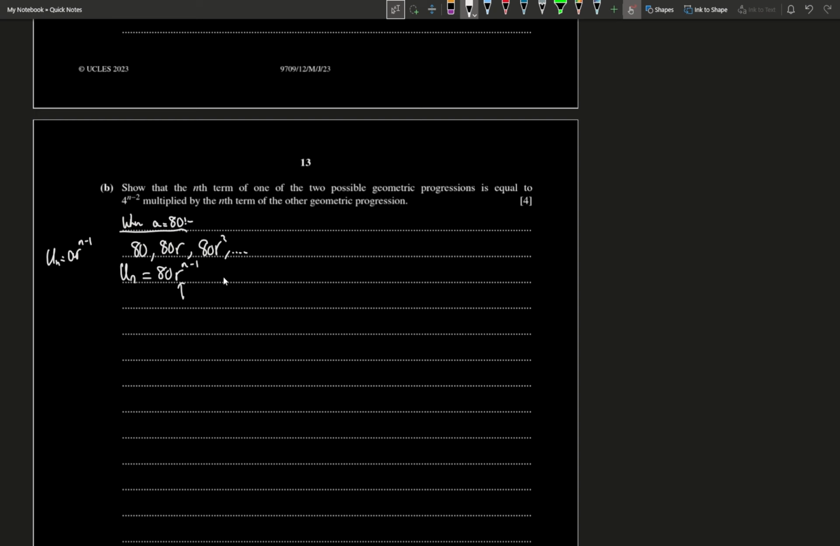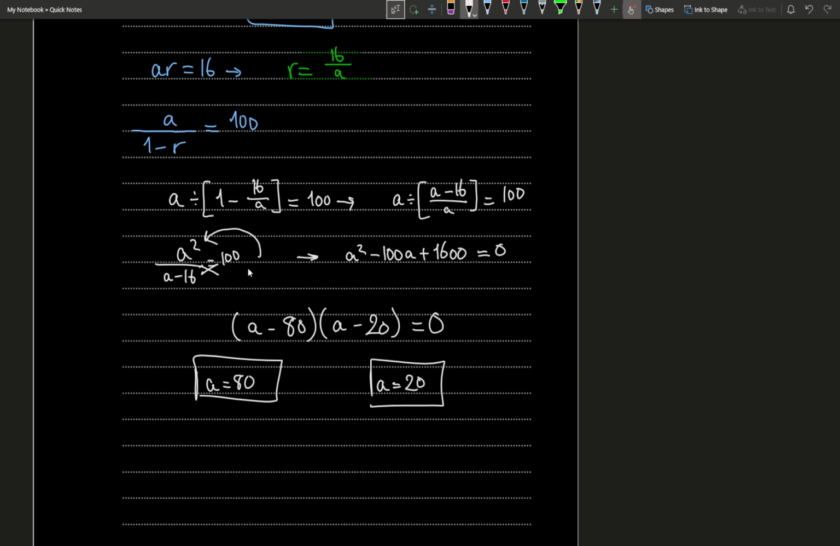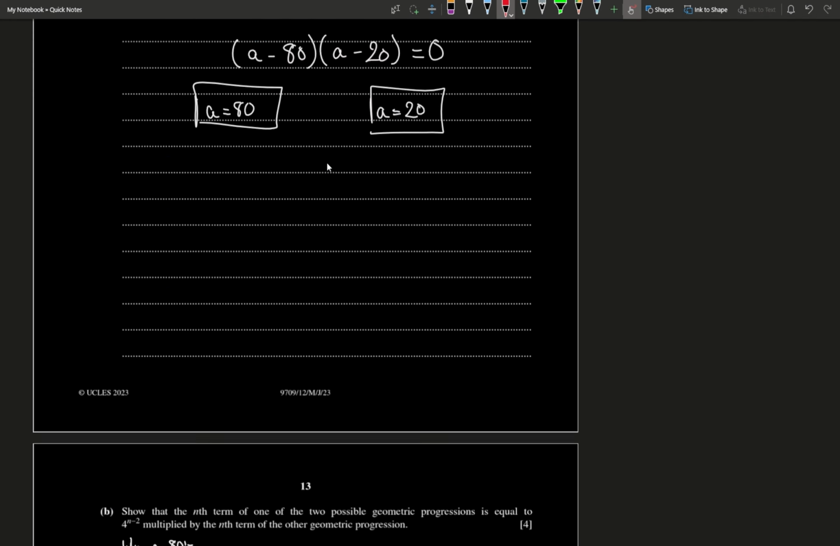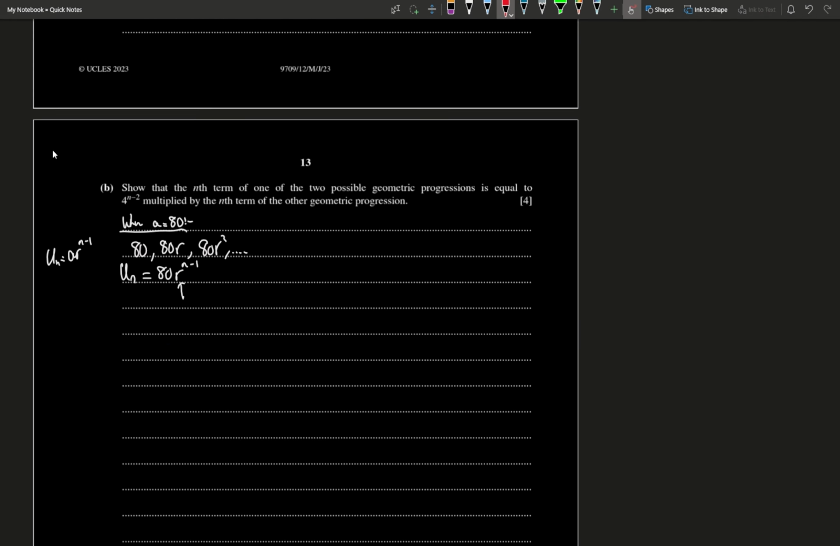We can find R by using an equation from part A, this equation right here: R is equal to 16 divided by A. When A is equal to 80, R will be equal to 1 over 5. So our nth term will be un is equal to 80 times 1 over 5 raised to the power of n minus 1. That's the nth term for when A is equal to 80.